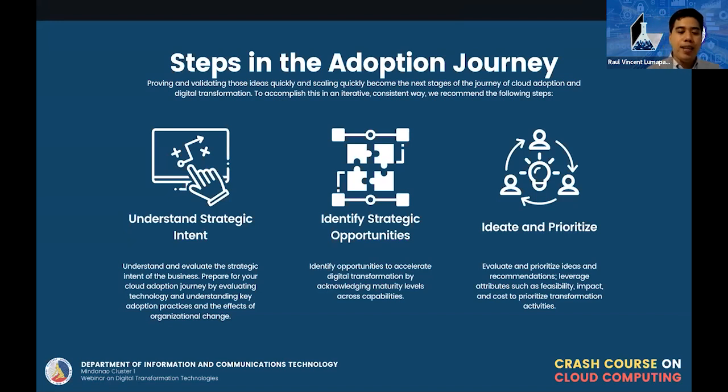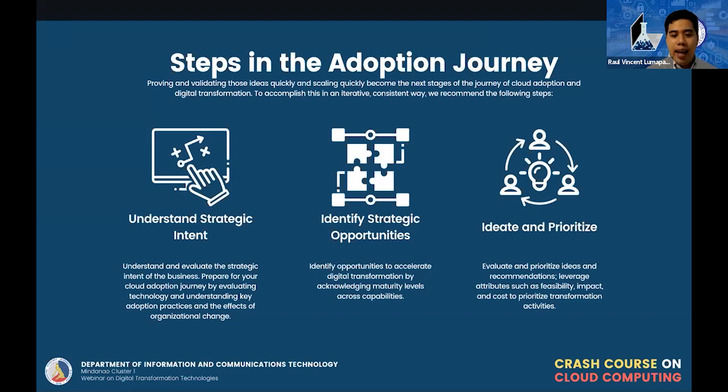Next, identify strategic opportunities. Identify opportunities to accelerate digital transformation by acknowledging maturity levels across capabilities. Some of us might have departments or subunits in the organization that can quickly adapt to technological change. Some might not. So identify what strategy you would implement to effectively implement this strategic change.